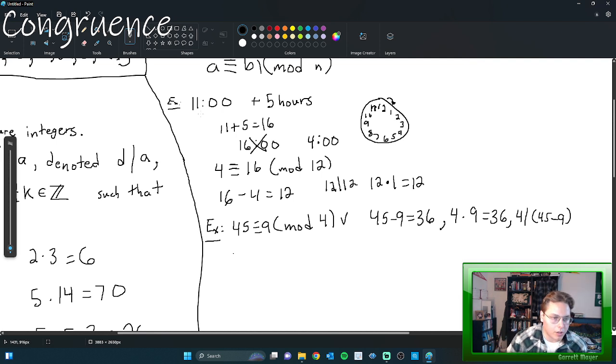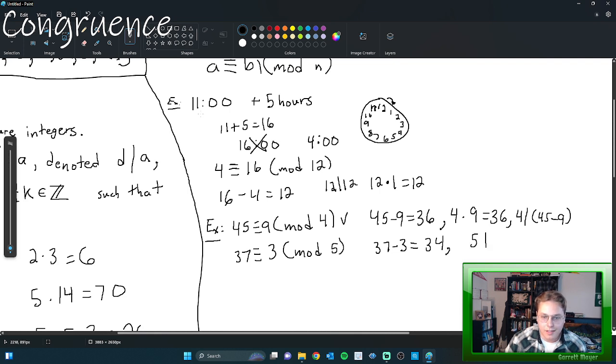Let's look at another one. Is this true? Well, let's look at it. 37 minus 3 equals 34. But 5 does not divide 34. 5 is not a factor of 34. So as a result, this is not true.